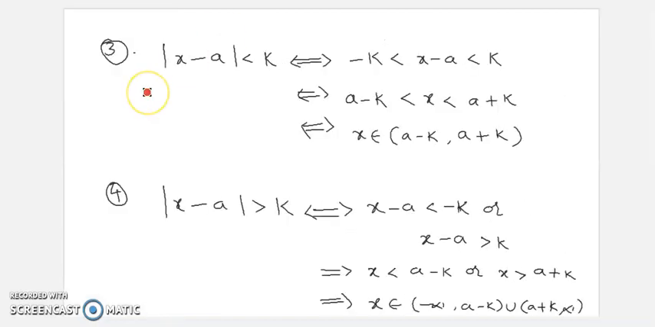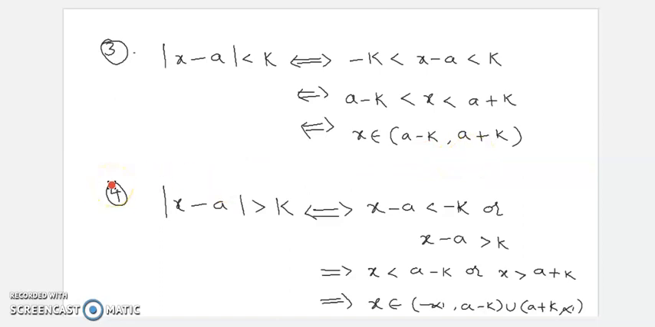Coming to the third formula: modulus of x minus a less than k if and only if, or implies, directly we can write the formula x belongs to the open interval a minus k comma a plus k. By using the above steps we can easily get the formula x belongs to the open interval a minus k comma a plus k.